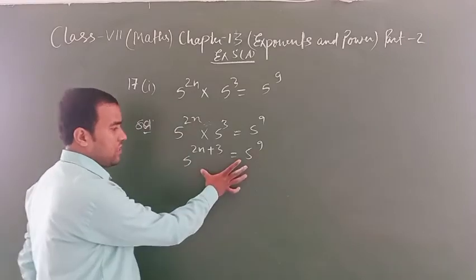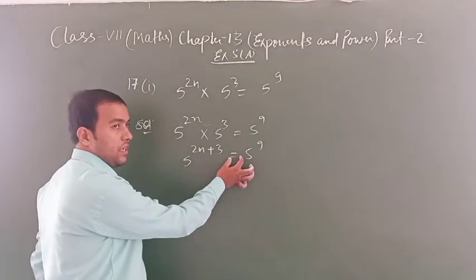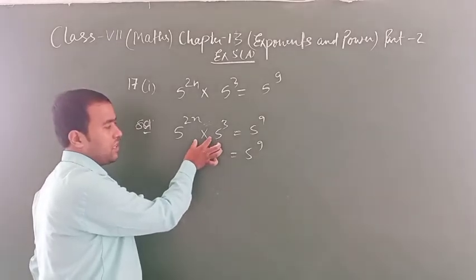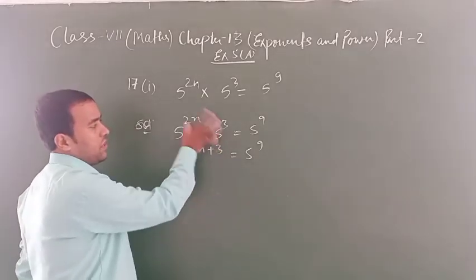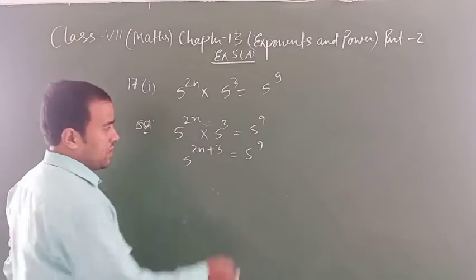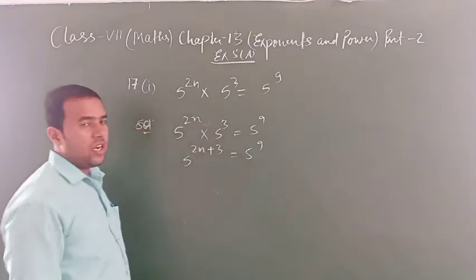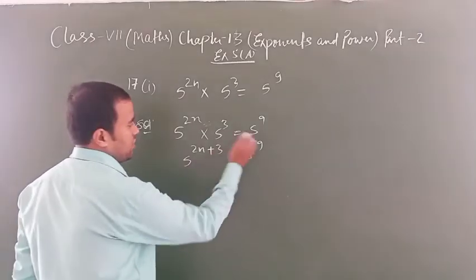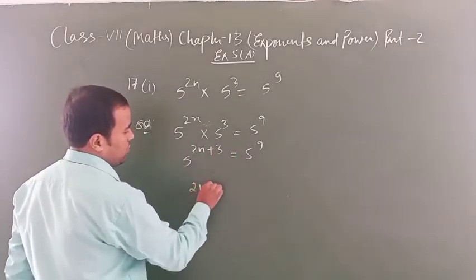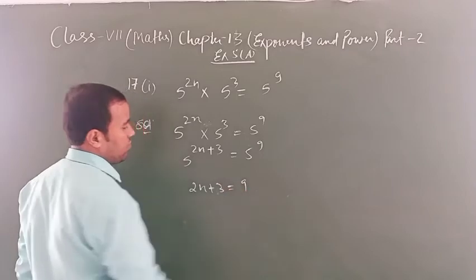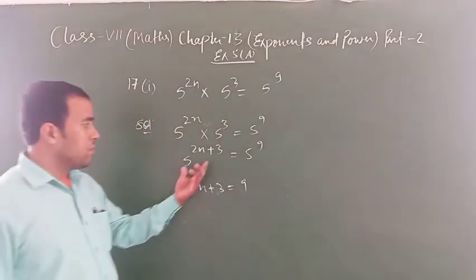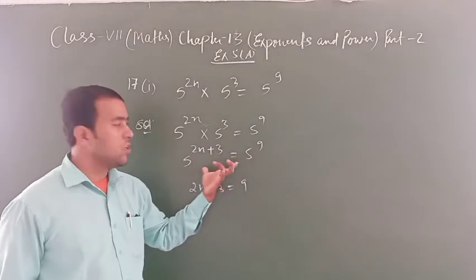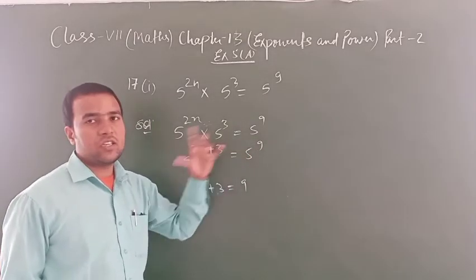So here the base is equal. Here an equal sign is there. If a multiply sign is there, we can add. Clear? But here an equal sign is there and the base is also equal, so the exponent is also equal. Means 2n plus 3 equal to 9 we can write. Clear? 5 power 2n plus 3 equal to 5 power 9. Base is equal, so exponent is also equal.